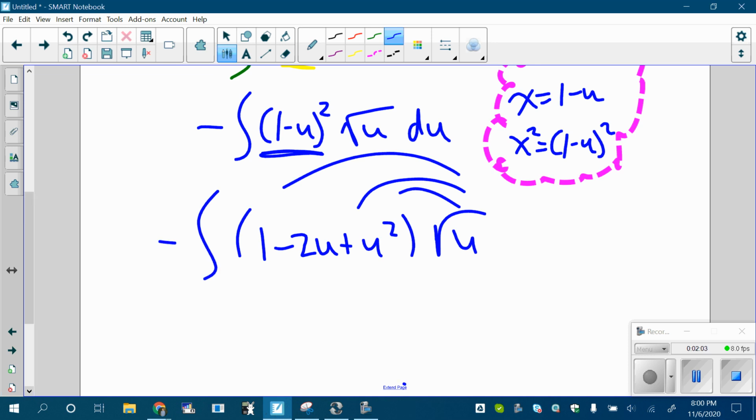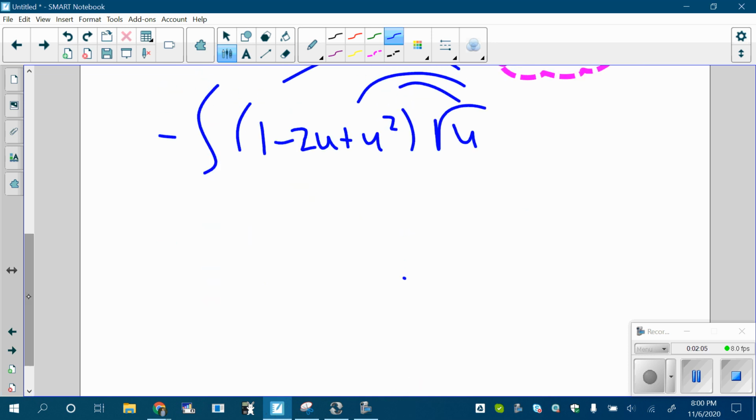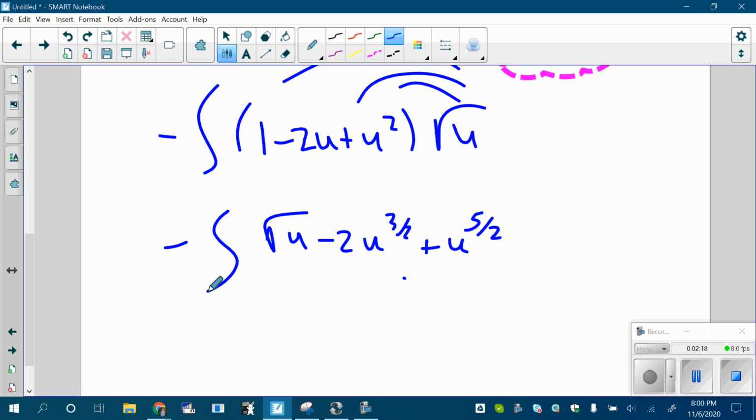So with relative ease, we can simplify this to this. Which we can totally do the antiderivative of. Here, we can rewrite that like this.